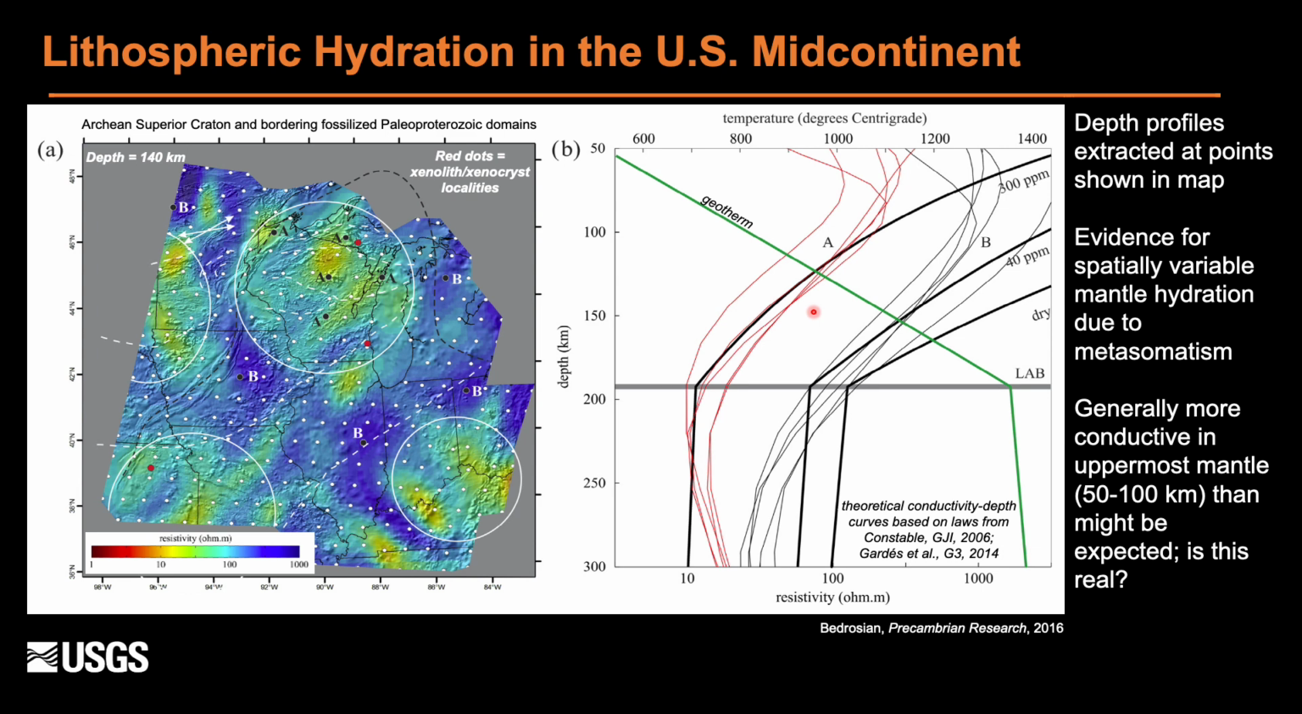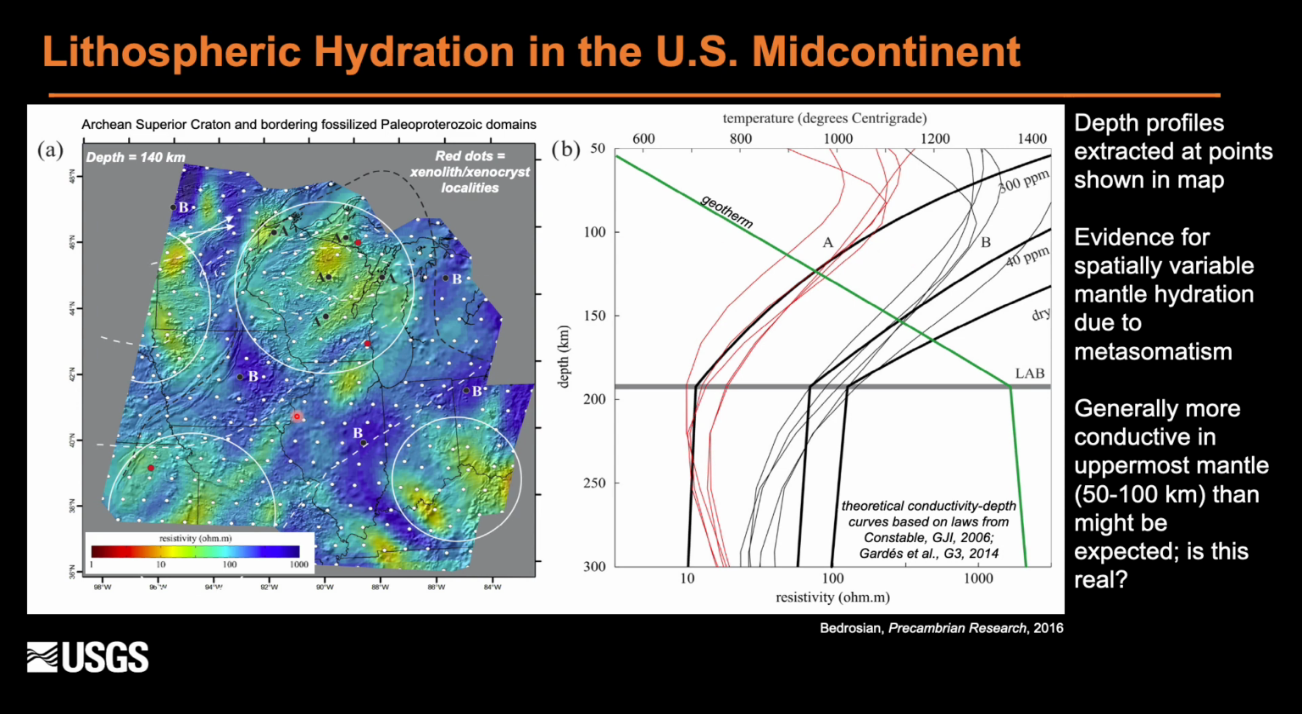With these conductivity depth profiles, I also want to note that they generally become more conductive than might be expected in the uppermost mantle, at depths of 50 to 100 kilometers. Note here how the extracted model curves bend away from the empirical conduction law curves. Again, this is a pattern that is often observed globally in lithospheric conductivity imaging studies, but I would argue that it's not clear whether this is a real feature required by the data. The characteristics of the submoho mantle lithosphere is also, in my opinion, another poorly understood aspect in lithospheric imaging studies.